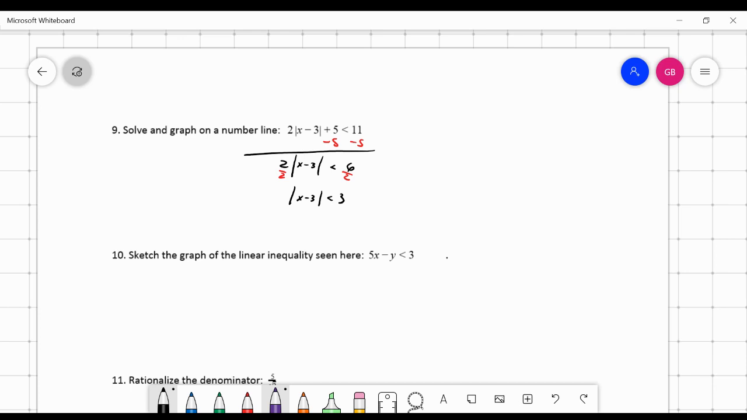So now that we have the absolute value by itself, we would go ahead and split it. Okay, we're going to split it into 2 columns. I'm going to do it up here. First one you copy is just how you see it. You just drop the absolute value symbol. So x minus 3 is less than 3. And then the one on the right is still going to be x minus 3. But you're going to flip the inequality from less than to greater than. And you're going to negate the number to change it from positive to negative 3.